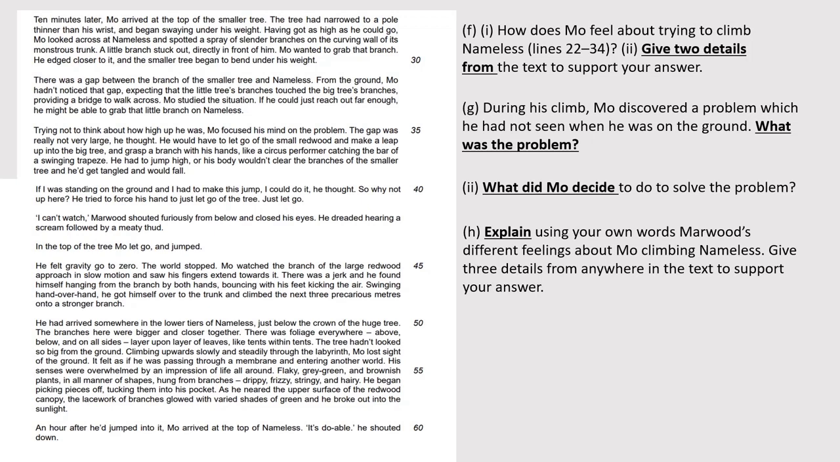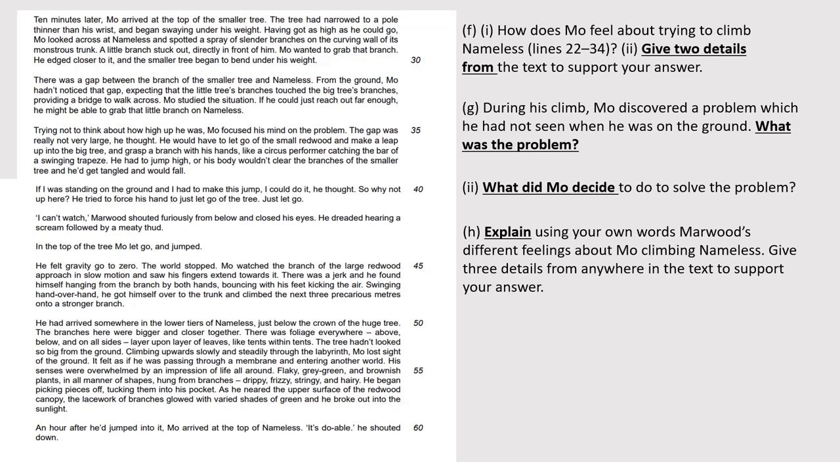There was a gap between the branch of the smaller tree and Nameless. From the ground, Mo had not noticed the gap, expecting that the little tree's branches touched the big tree's branches, providing a bridge to walk across. Mo studied the situation. If he could just reach out far enough, he might be able to grab that little branch on Nameless.